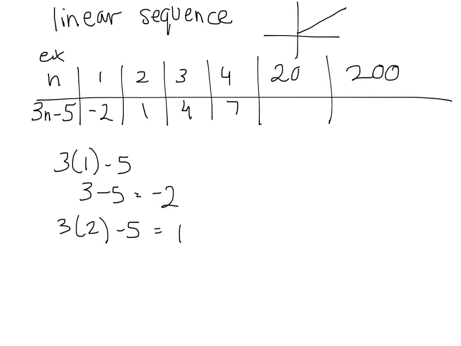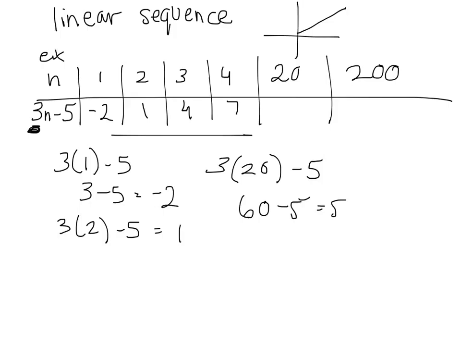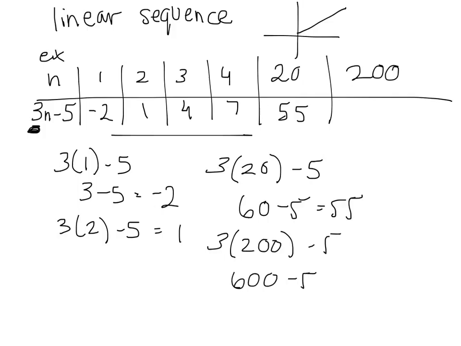It's going to add 3 every time because of this multiplied by 3. So once you get the hang of it, if you're just going in order, then you can add 3 every time. Now for a term like 20 or 200, we need to plug it in again. So 3 times 20 minus 5, that comes out to 60 minus 5, which is 55. And then for 200, 3 times 200 minus 5 is 600 minus 5, or 595.